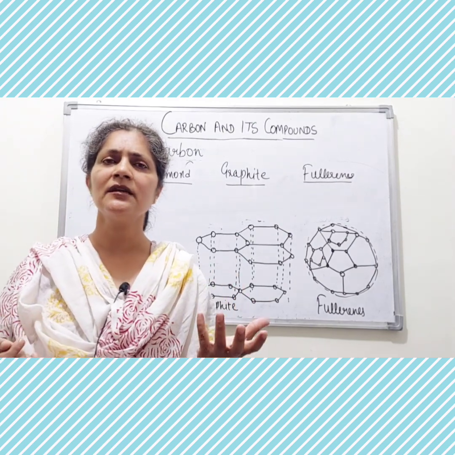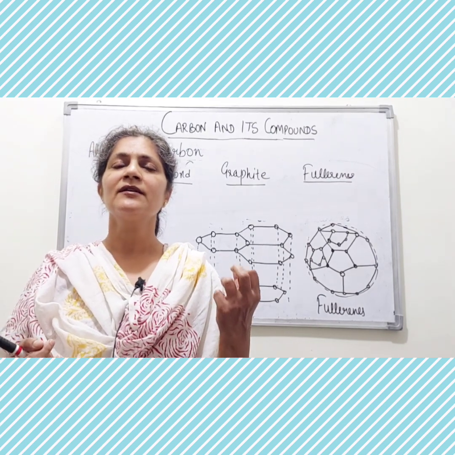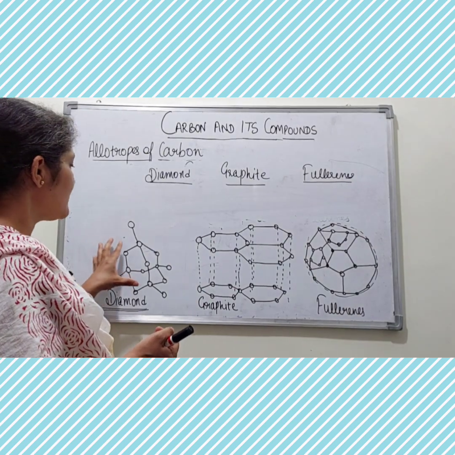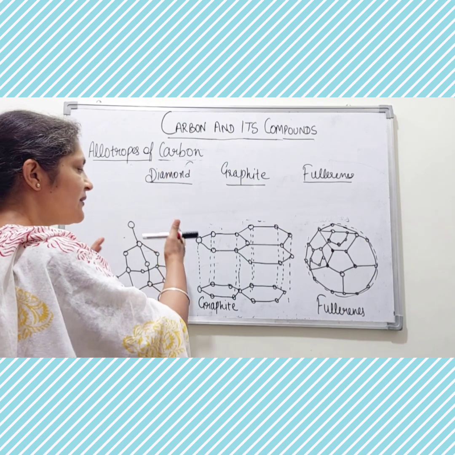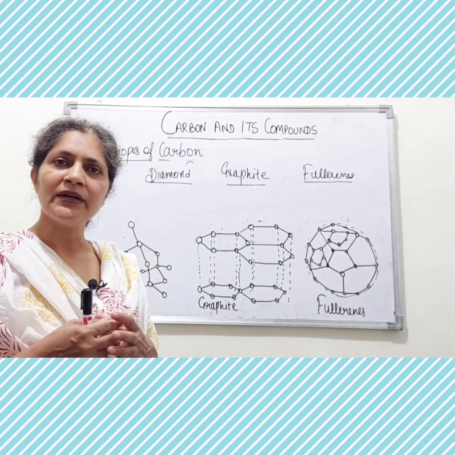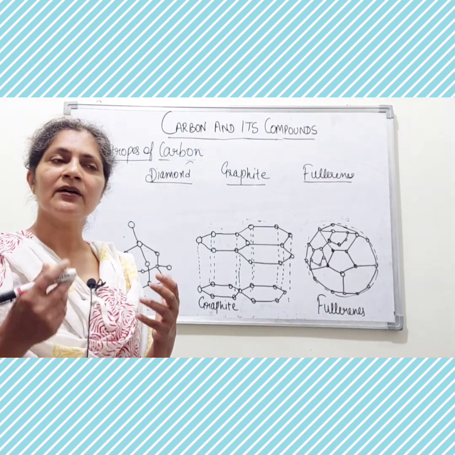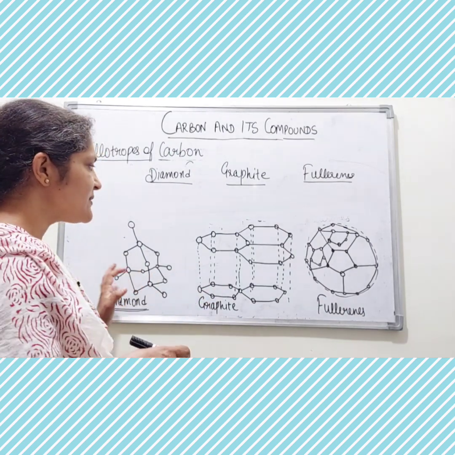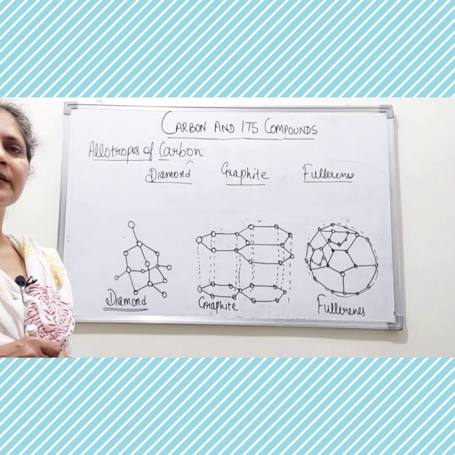And what is the reason that physical properties are different? Because physical properties depend upon the structure of the three forms: how the carbon atoms are arranged and in which manner they are bonded together. It makes the difference in the physical properties, because it is different in all three forms. Now we will start with diamond.